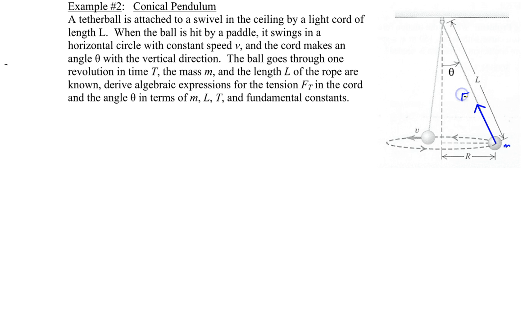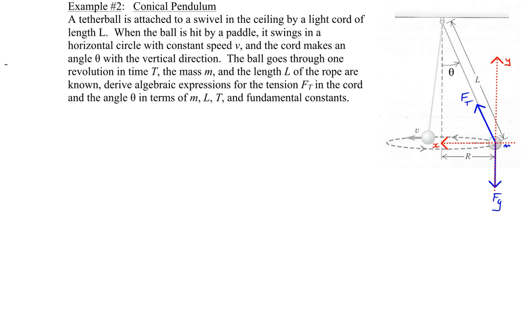Hopefully you realize that there's a tension right along the string. We'll label that as F sub t. And we have a force of gravity acting straight downwards, and we'll label that as F sub g. And now let's choose our axes. I'm going to put our x-axis in this direction right here, and then I'm going to choose my y-axis to go straight up along there.